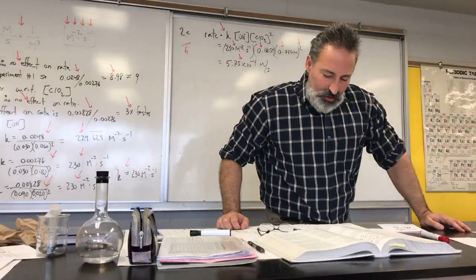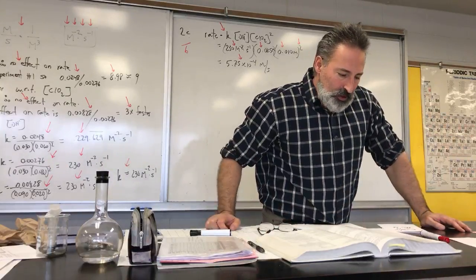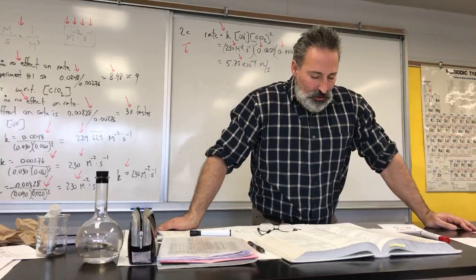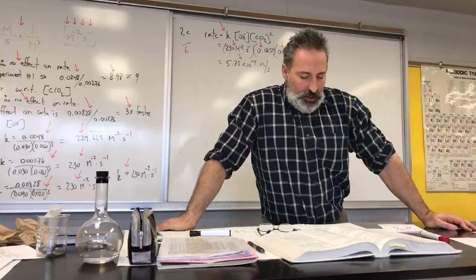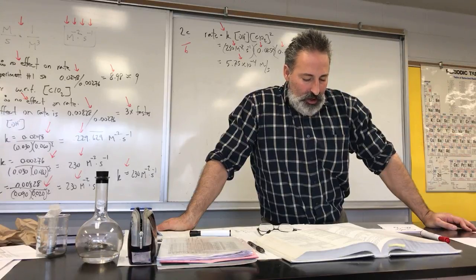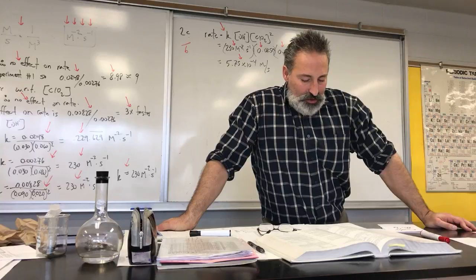All right, so question 1439. It talks about the reaction of thionyl chloride, a gas, turning into sulfur dioxide and chlorine gas. It's first order in thionyl chloride concentration. Using the following kinetic data, determine the magnitude of the first order rate constant.